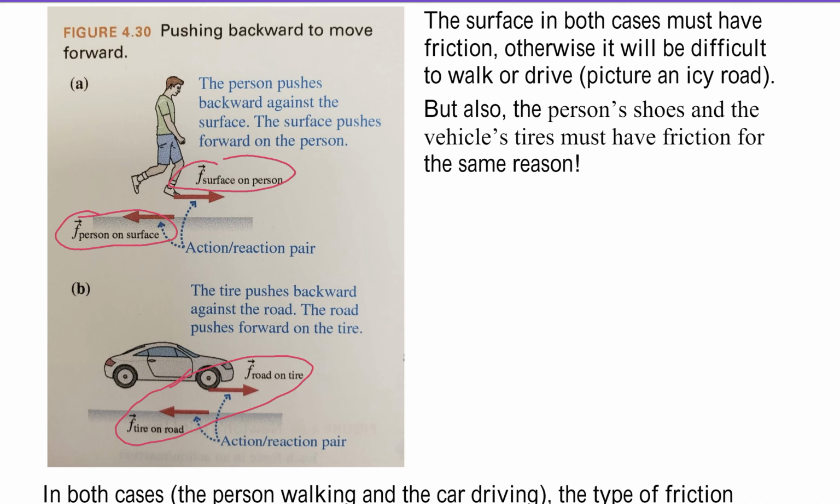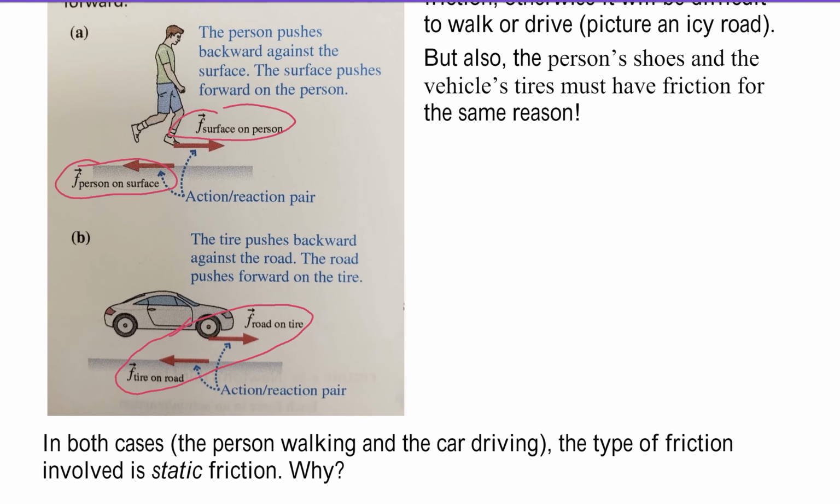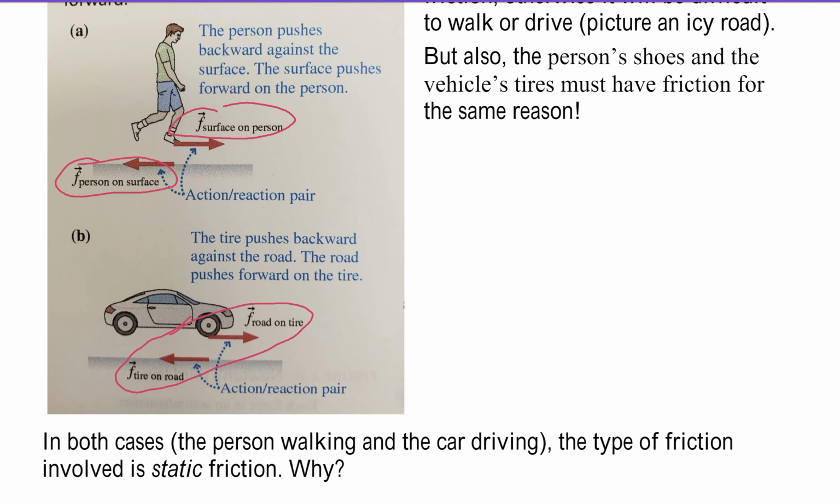So if we had a frictionless surface, would we be able to push ourselves forward? We wouldn't be able to move at all. We would just slip. Okay? So the person's shoes and the vehicle's tires must have friction on them for the same reason that the ground must have friction as well in order for us to move. So in both cases, the person walking and the car driving, the type of friction involved is actually static friction.